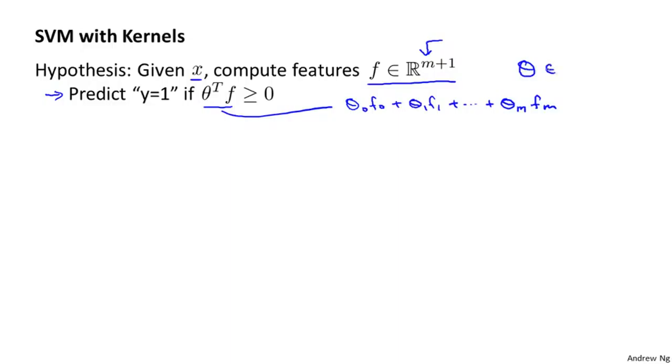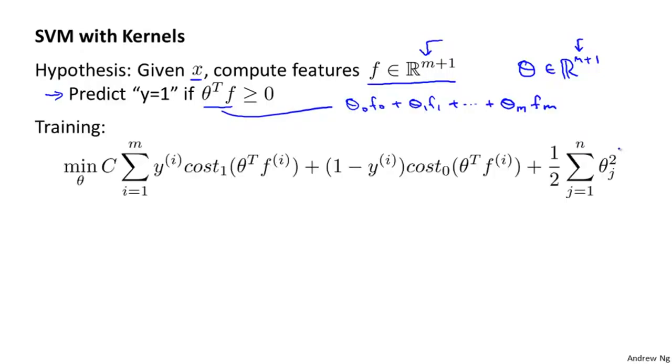And so my parameter vector theta is also now going to be an m plus 1 dimensional vector. And we have m here because the number of landmarks is equal to the training set size. So m was the training set size, and now the parameter vector theta is m plus 1 dimensional. So that's how you make a prediction if you already have a setting for the parameters theta.